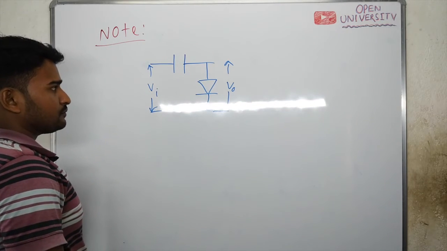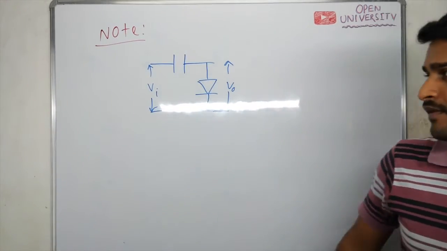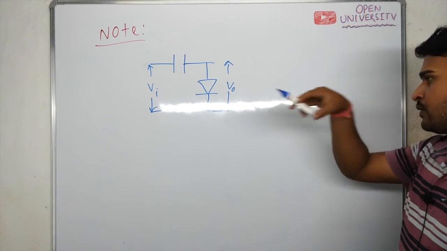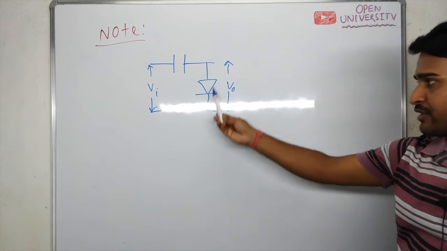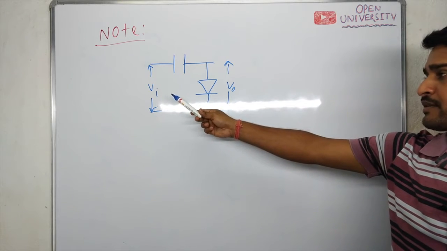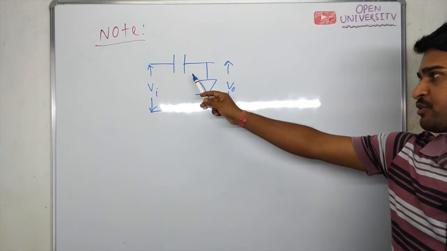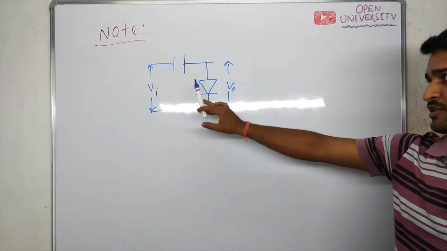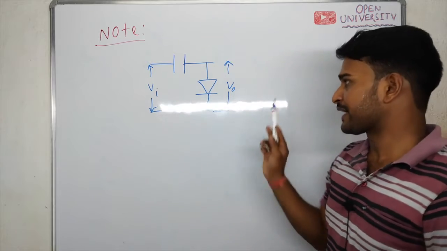Now, in this circuit, once the diode becomes forward bias, the capacitor will charge to the maximum value of input voltage. Once it charges up to the maximum value of input voltage, its voltage remains constant forever. Capacitor voltage will not change, irrespective of input being positive or negative.